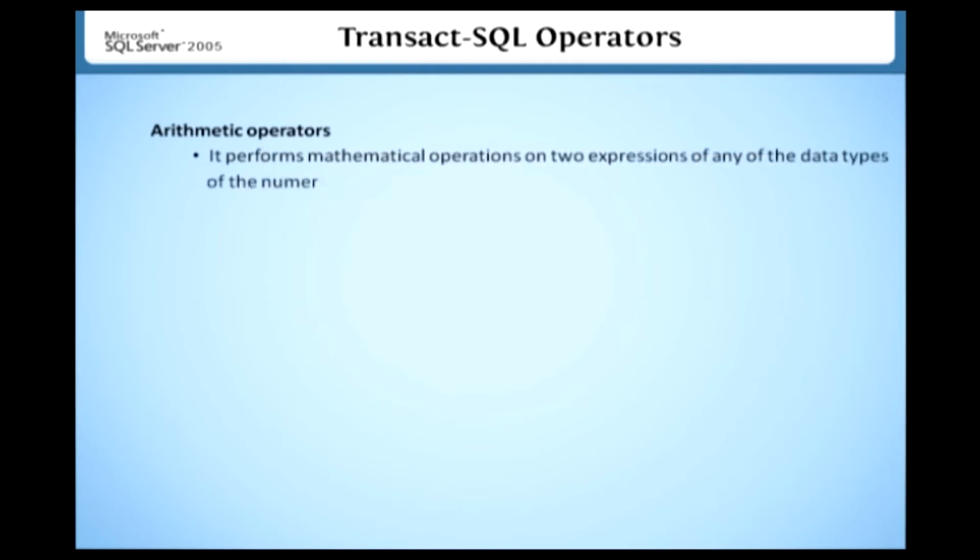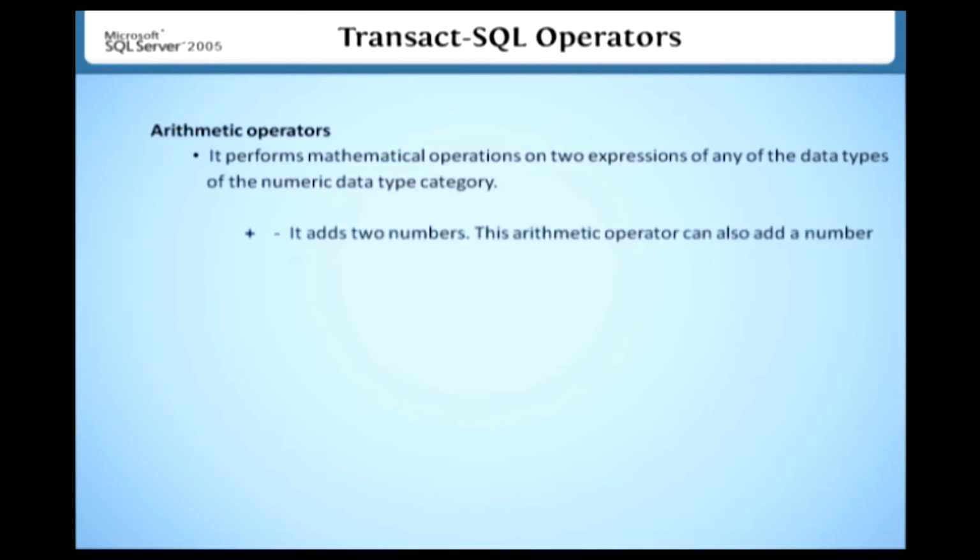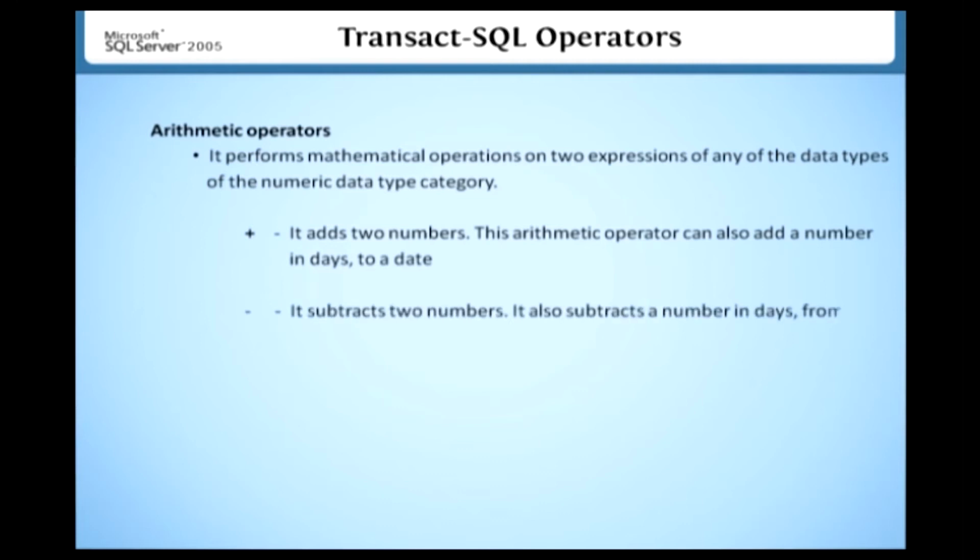This performs any mathematical operations on two expressions of any of the data types of the numeric data type category. The types of arithmetic operators are addition. It adds two numbers. This arithmetic operator can also add a number in days to a date. Next we will see subtraction. It subtracts two numbers. It also subtracts a number in days from a date.